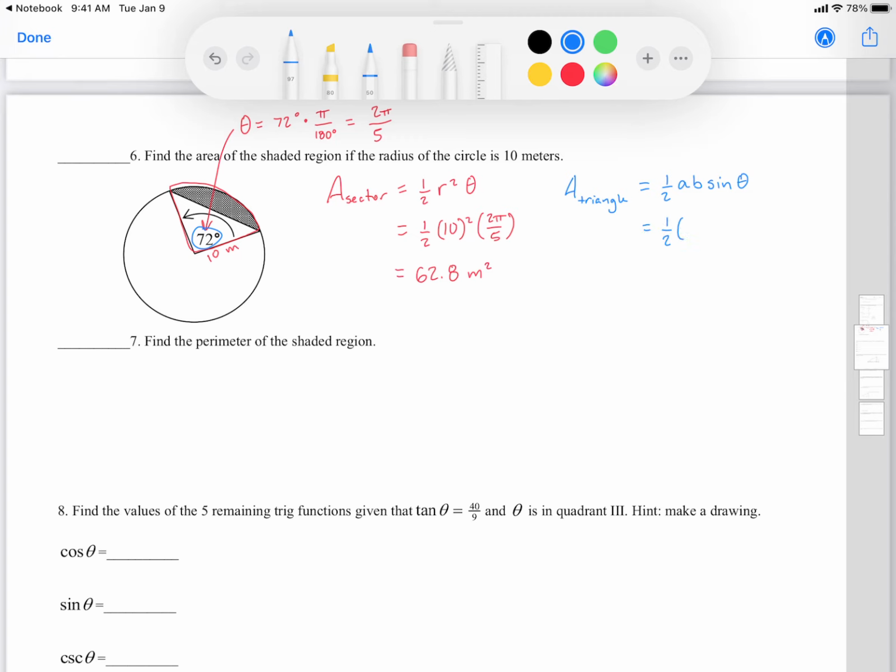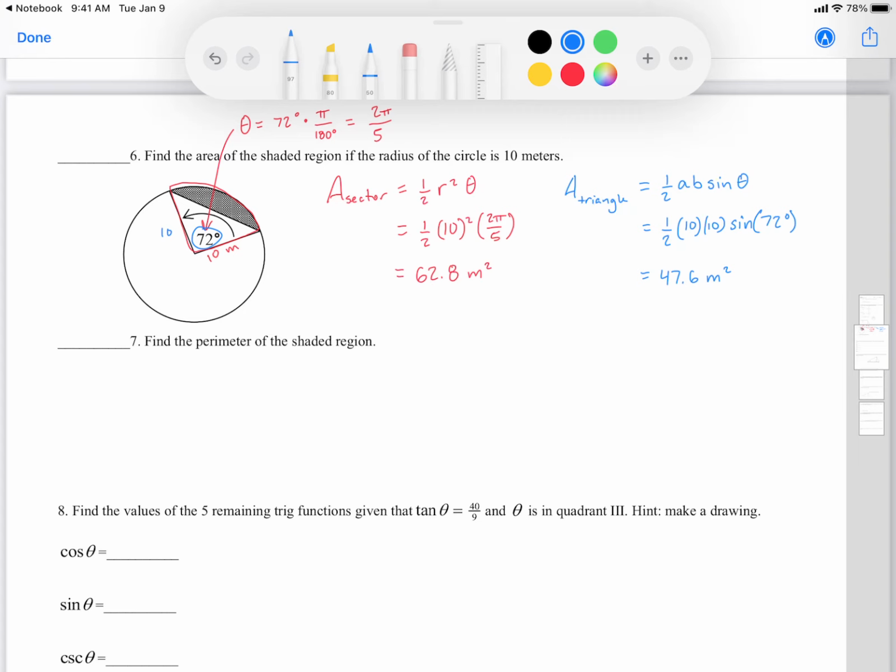A and B are just the sides of the triangle, and notice that the sides of the triangle are both 10. So we're going to fill in 10 for both A and B. I'm going to use 72 degrees just because my calculator is in degree mode. Let's go ahead and plug that in your calculator. Again, make sure you're in degree mode, and if you plug that in correctly, you should get 47.6 square meters.